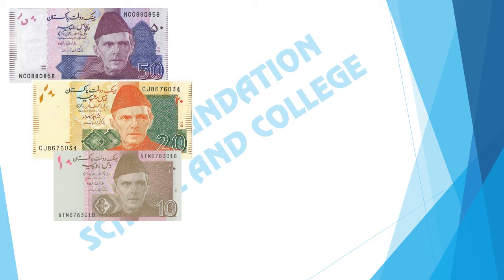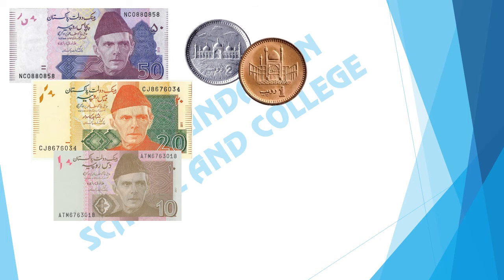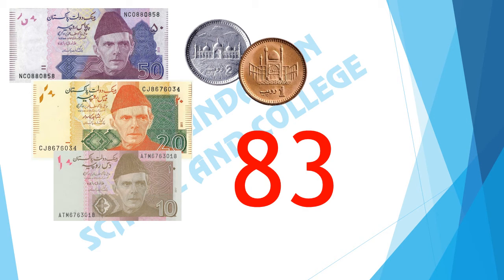And there are some coins. As this is a 2 rupee coin, in 80, if we add 2 more, we get 82. And there is one more coin of 1 rupee. In 82, if we add one more, we get 83. So these notes and coins show 83.